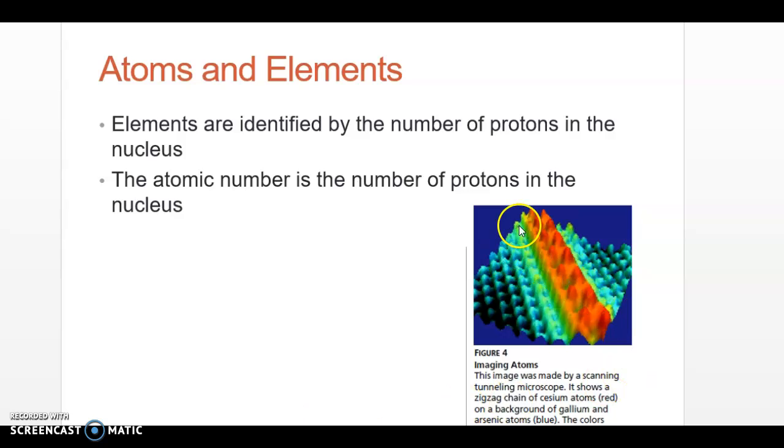I included this one not because it has anything to do with atoms and the elements at this point, but I think this is interesting. This is an image of atoms, basically a bunch of atoms put together. It's made by a scanning tunneling microscope, something you don't have at our school. It shows a zigzag chain of the red atoms here. They're cesium atoms, and the background of gallium and arsenic atoms, which are blue. They added the colors to separate the different types of atoms. But if you could see something like that, a bunch of atoms put together, it's kind of crazy to think about. I thought that was an interesting picture the book included.